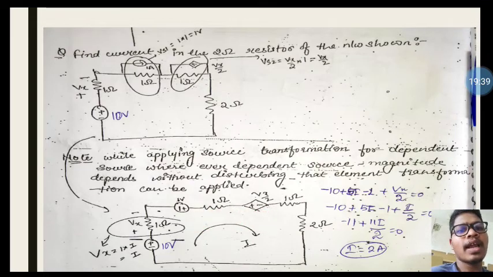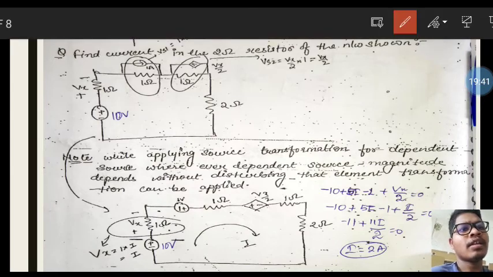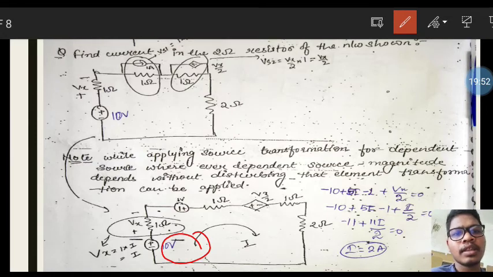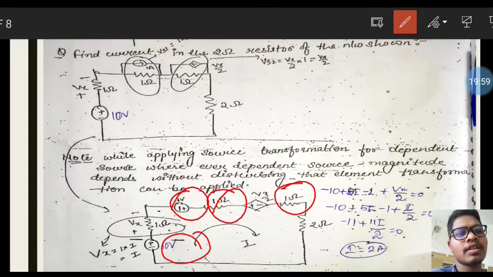Okay, so after finding this, we need to apply the KVL equation here, then we will get the value of I. So this is the 10 volt, and this 1 ohm resistance here, another 1 ohm resistance here and another 2 ohm resistance here. So add them because they are in series connection. So 2 plus 1 plus 1 plus 1, that is 5 ohm with the current I. So 5 into I.